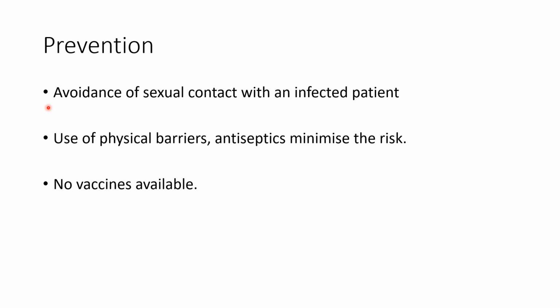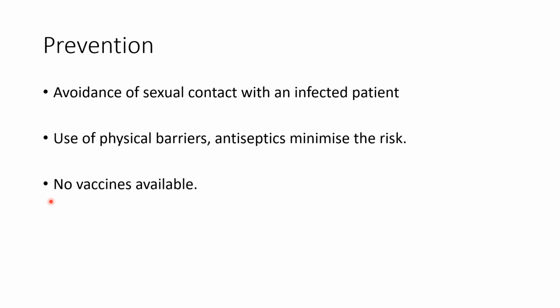Second is, use physical barriers like condoms. If you cannot avoid sexual contact, then you will have to use condoms or some such physical barriers, or even antiseptics can be used before the contact. So this can minimize the risk, and only general measures are there. No vaccines are available till now. We don't have any special measures or any vaccines available.